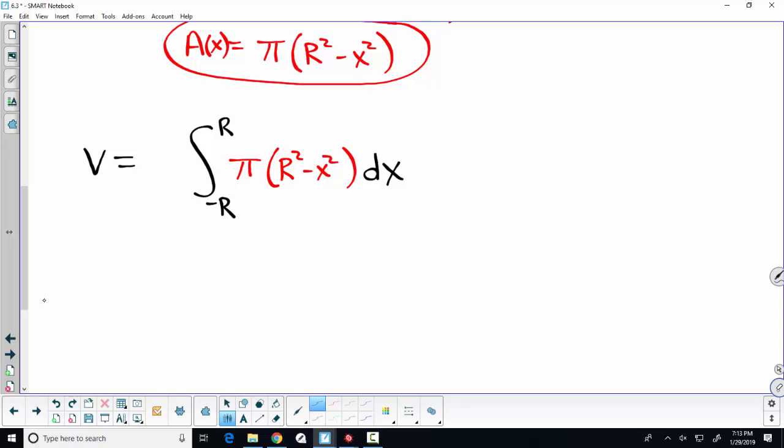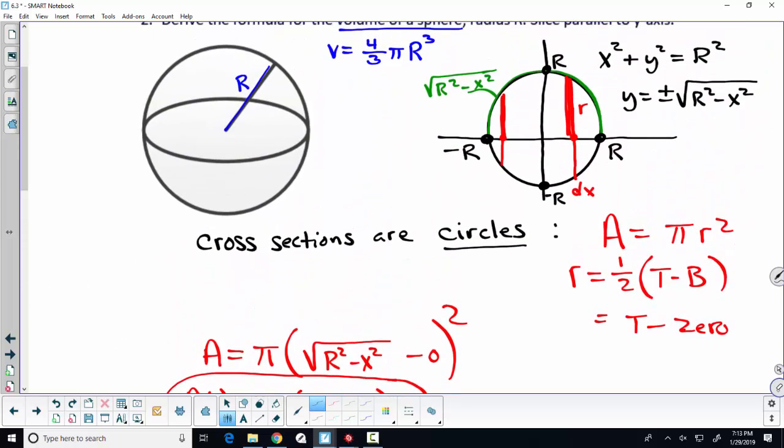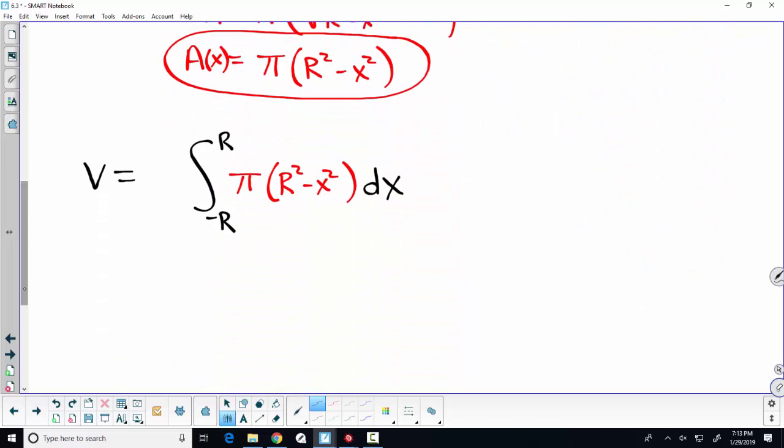Everybody okay with that? Can you still use symmetry there and go 0 to r? Yeah, that's what we'll do. So that we've got, again, symmetry. So we don't have to go from negative r to r. We can go from 0 to r and then double that.